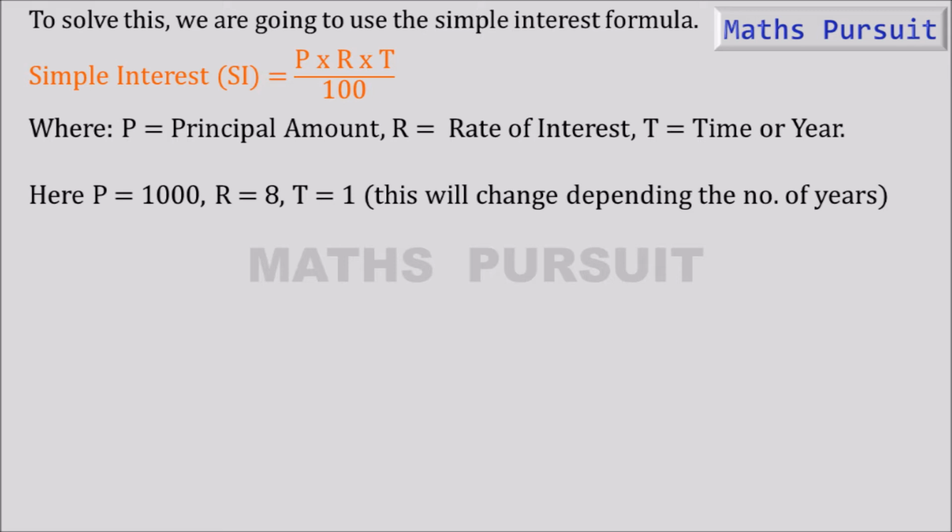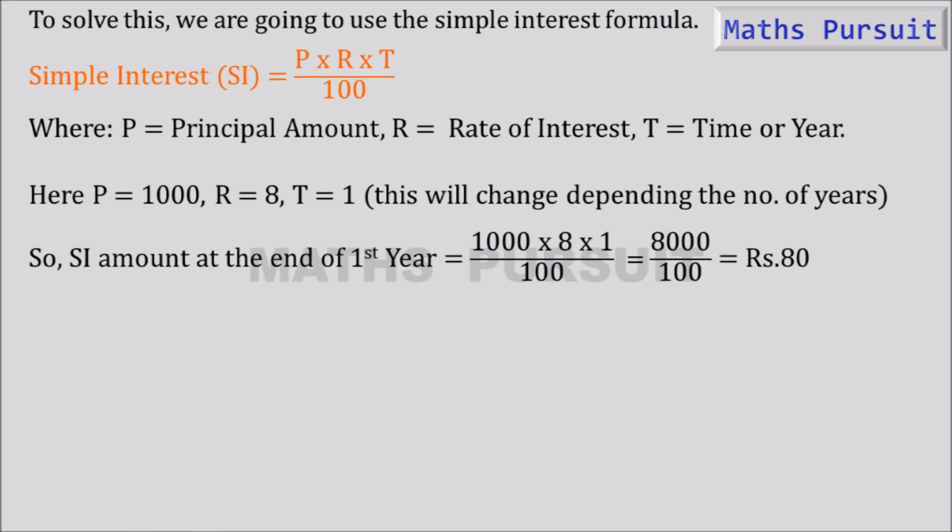Guys, for the first year, T will be 1. For the second year, T will be 2. Third year, T will be 3 and so on. This is the only thing that will be changing while doing our calculation. So using the simple interest formula, let's see. The SI amount at the end of first year is equal to 1000 into 8 into 1 by 100. That is equal to 8000 by 100, that is equal to rupees 80.